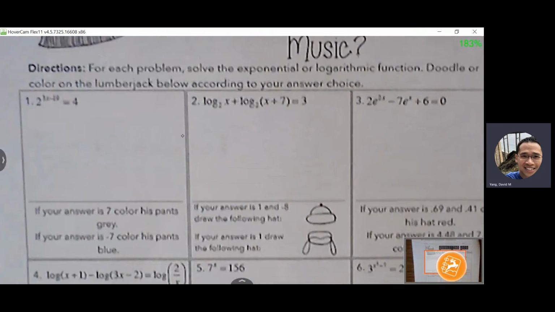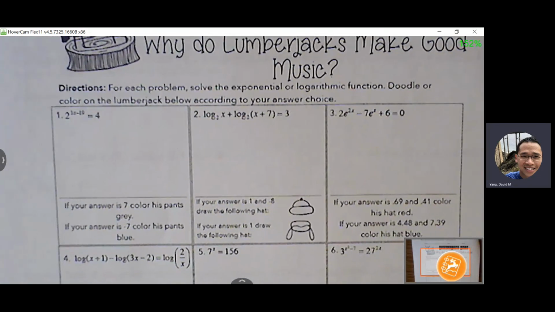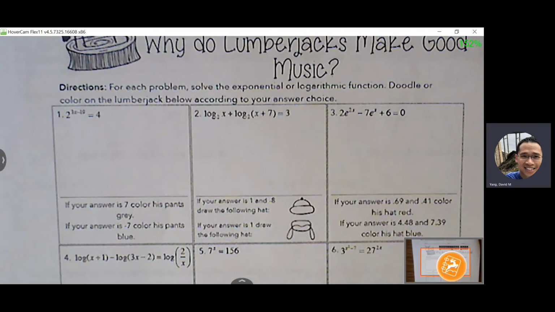Okay, so let's start with number 1. Typically, whenever we're trying to solve for an exponent variable, sometimes you have to use logs, but there are other times when you're able to get the bases to match, and I think that's what we're going to do for number 1. Here, it looks like I can just get the bases to match. If I get the bases to match, I can just remove the base and set the exponents equal.